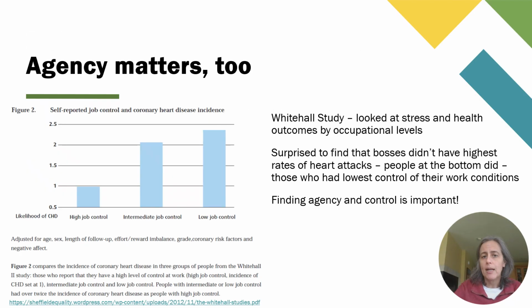The other thing that I want to point out is that agency also matters. And what I mean by agency here is when we talk about somebody having agency over something, that means they have some control over it. There's something that they can do, they have some autonomy, they can change their circumstances in some way, shape, or form. So the Whitehall study is a very famous study that looked at British civil servants longitudinally over time.